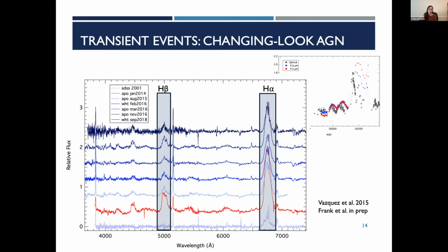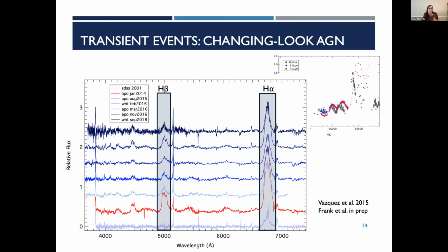However, the following spectrum in red is the one that's taken right after the flare was observed, showing the strongest H beta and H alpha emission lines. And then afterwards, the broad emission lines vary over a few years, but remain much stronger than the original spectrum that was first taken in 2000.